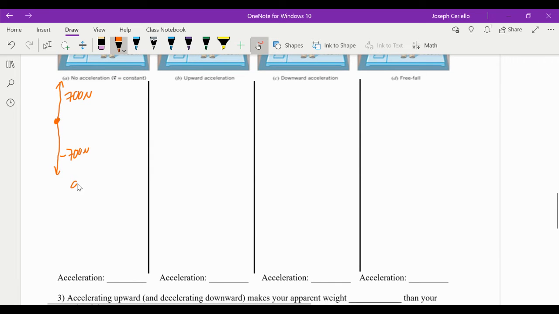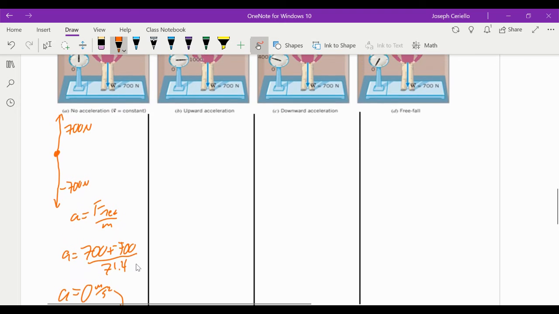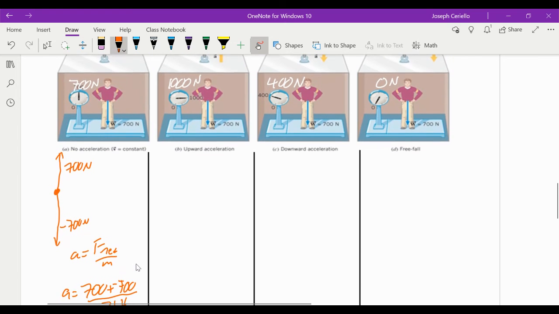Right, so we're going to use the equation a equals F net over m. a equals 700 plus negative 700, that's a bad 7, all over 71.4. I should put the units in, but I left them out for now because the answer does come out to be 0. All right, so constant velocity, when there's no acceleration, the scale reading is equal to your weight. Now again, with constant velocity, you can be moving up or down. You can also be stationary because that's constant velocity too, constantly 0.